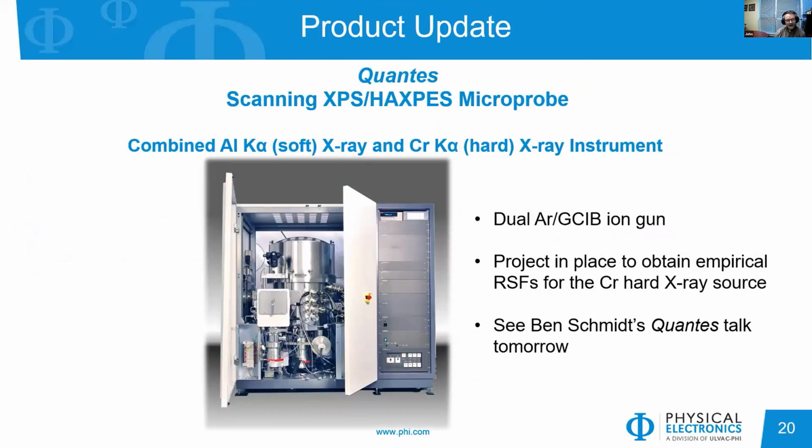Still on the XPS side, we have our newest XPS, the Quantes, which is a combined XPS with a soft X-ray along with a hard X-ray using chromium X-rays. This has a dual argon GCIB ion gun in the same column. And we're also working on empirical RSFs for the chromium hard X-ray source. Ben Schmidt will be having a Quantes talk tomorrow, and so he'll go into much more detail on the instrument.